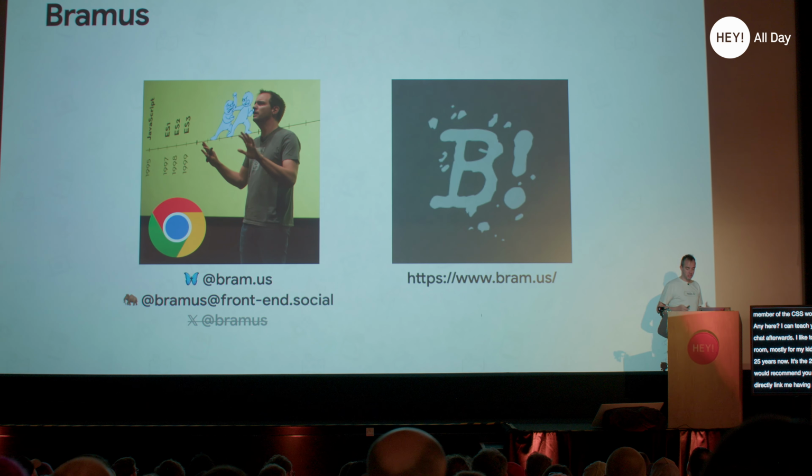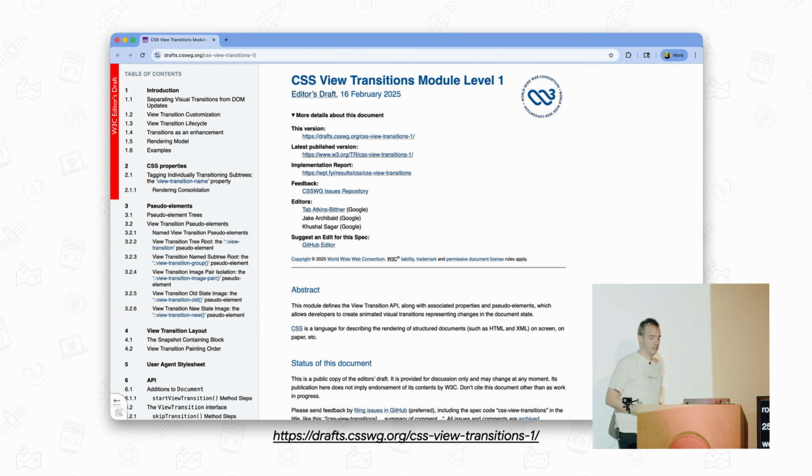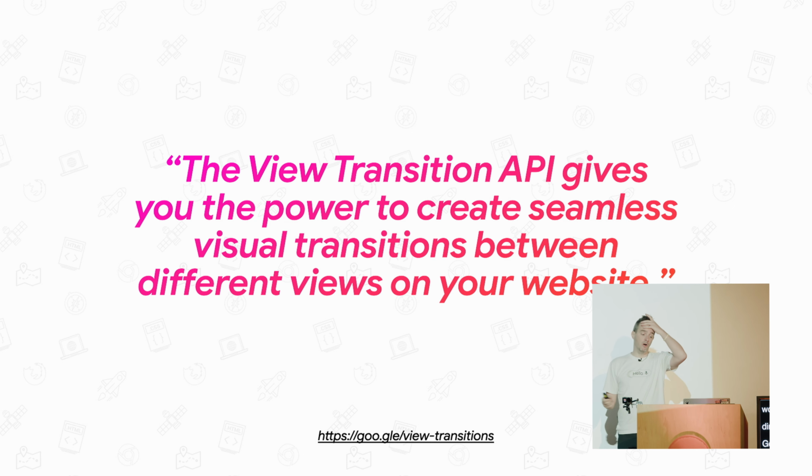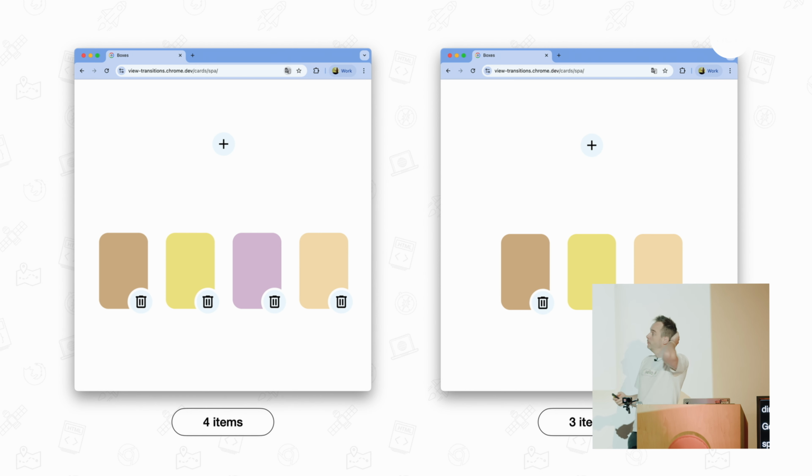Now, I'm not here to talk about any of that today. I am here to talk about this thing, which is the view transitions specification. And if you want to summarize it, it basically says, hey, we allow you to do seamless transitions between two different views or two different states of your website. And that can be something like this, right?